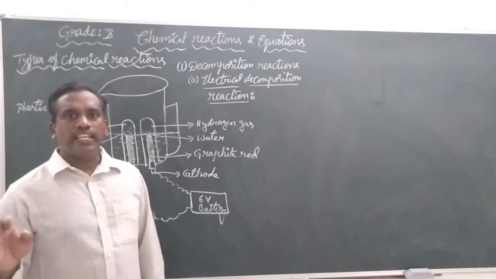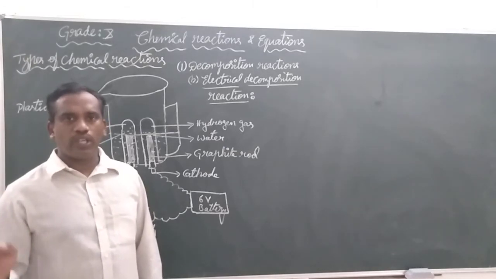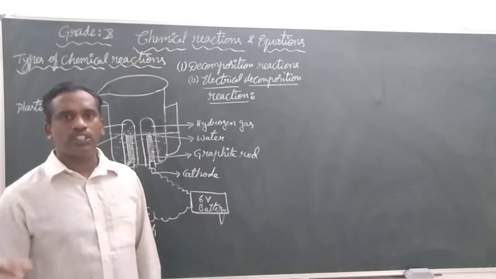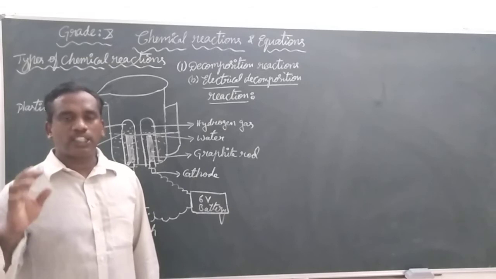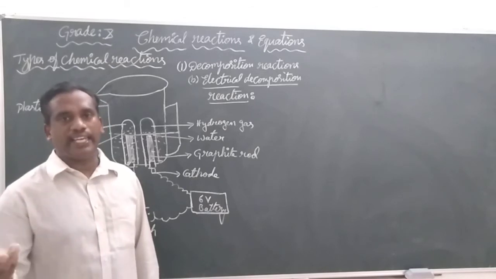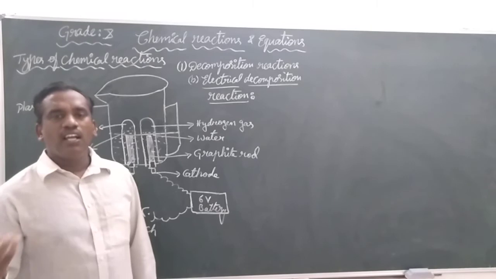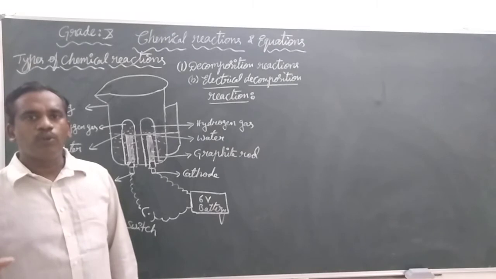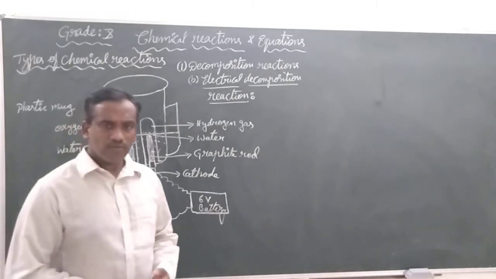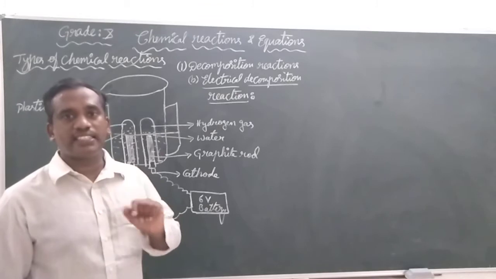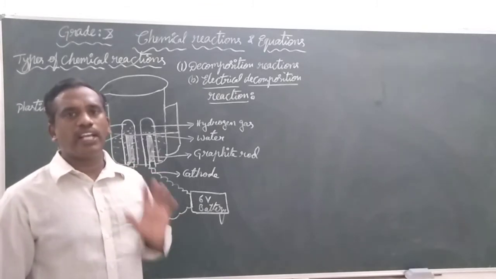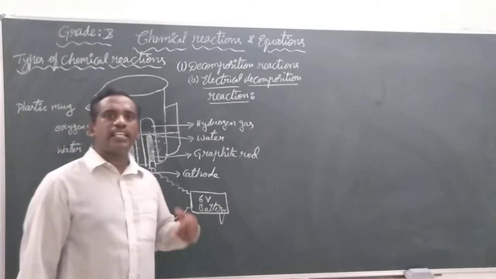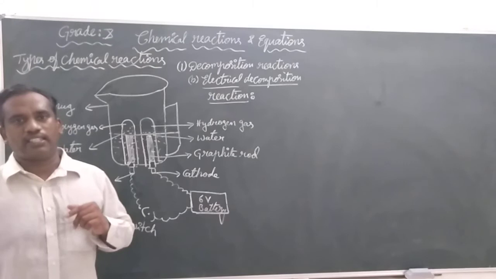When a single reactant decomposes to give two or more products, it is called a decomposition reaction. When we heat the reactant, we call those reactions thermal decomposition reactions. Those decomposition reactions are one of the types of chemical reactions. In this present session, we are seeing the second kind of decomposition reaction.